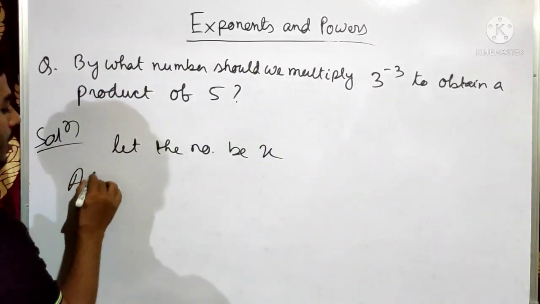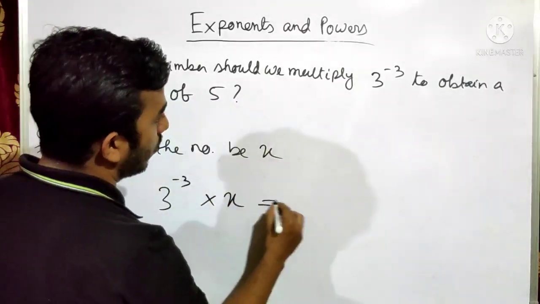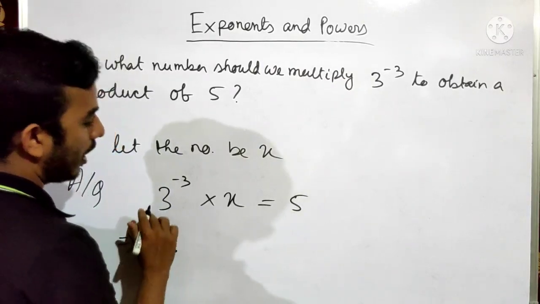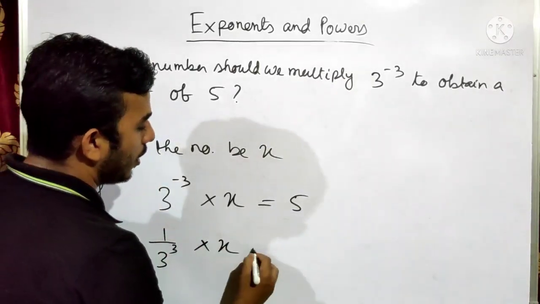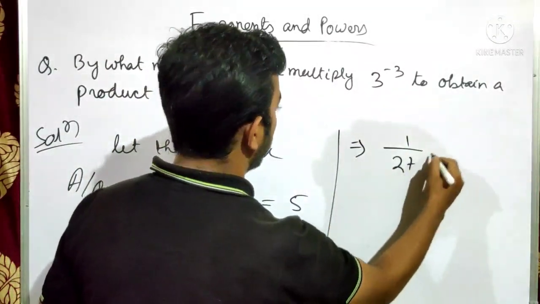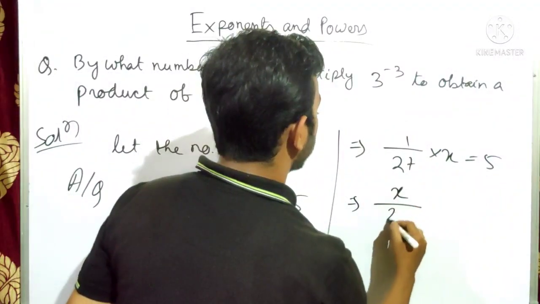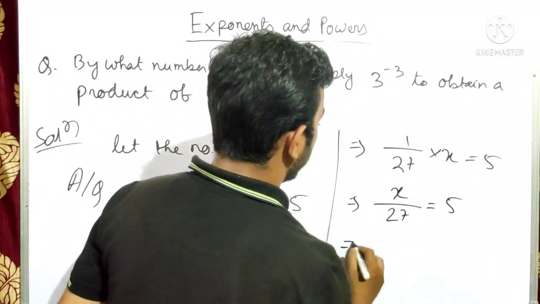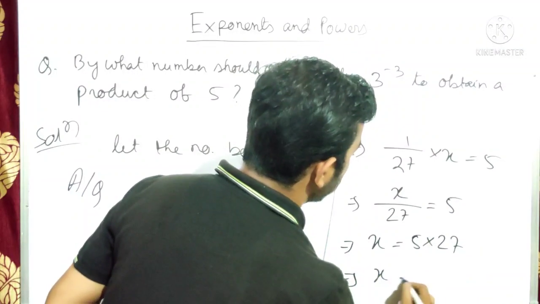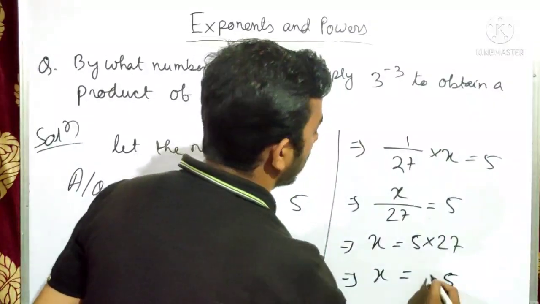Now according to the question, 3 power minus 3 into x equals 5. So 3 power minus 3 can be written as 1 by 3 to the power 3. a to the power minus n can be written as 1 by a to the power n, isn't it? So 3 power 3 is 27, so 1 by 27 into x equals 5. Numerator into numerator, x by 27 equals 5. 27 is dividing, so when we change the side it will be multiplied. Now 5 into 27 is how much? 7 into 5 is 35, 5 into 2 is 10.